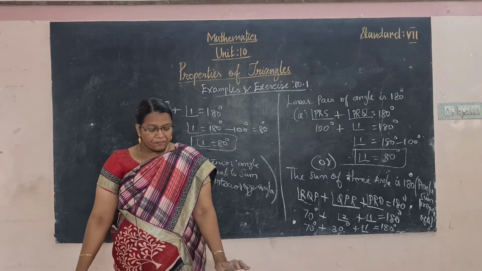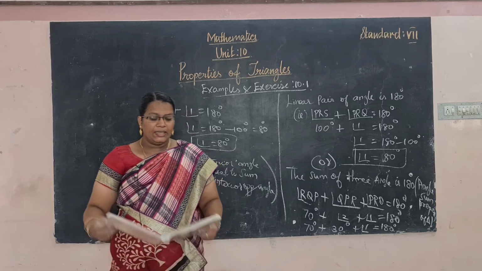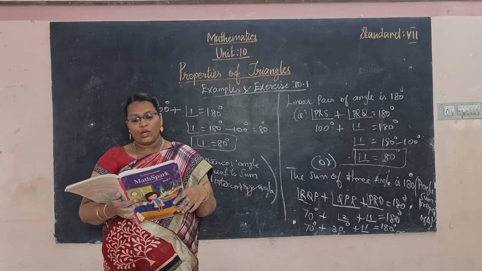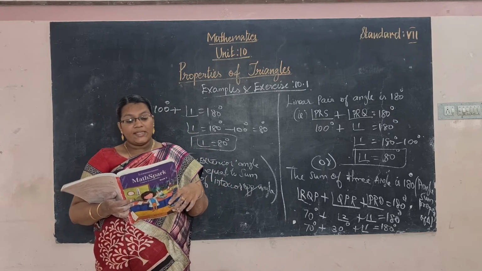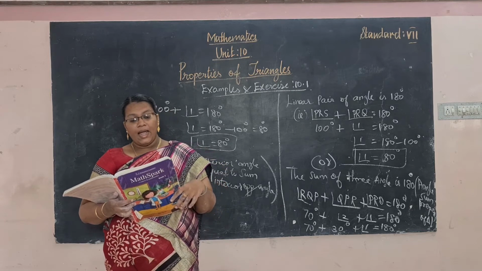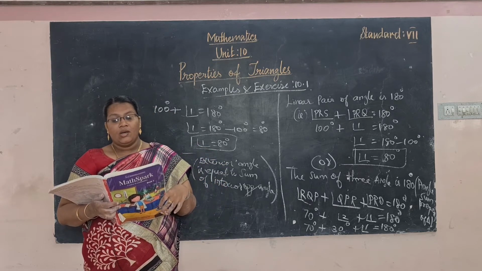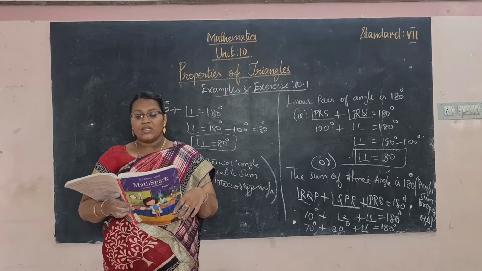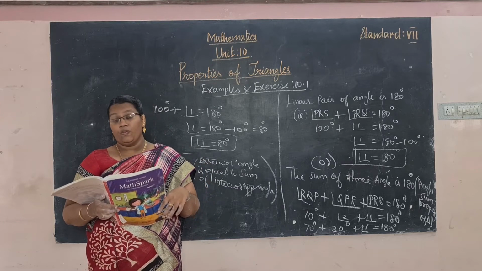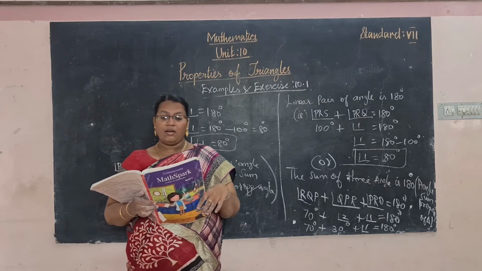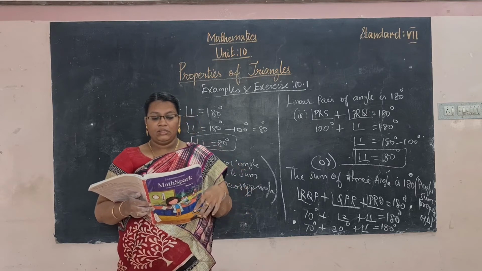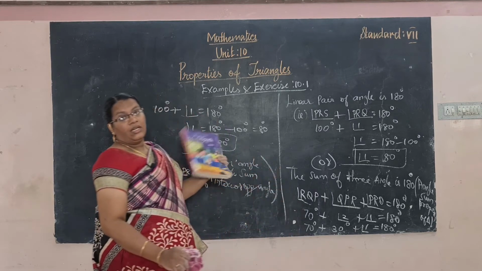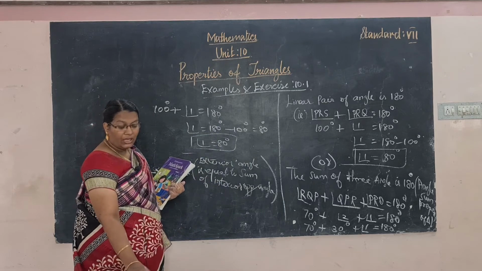And next one, example 11. In a triangle, an exterior angle measures 140 degree. If its interior opposite angles are in the ratio 2:5, find the measure of all the three angles of the triangle. In the triangle, its exterior angle measurement is 140 degree. Its interior opposite angles are in a ratio. The ratio is given, so we have to find the angles. As usual we consider x for each angle, after that we find out each angle value.